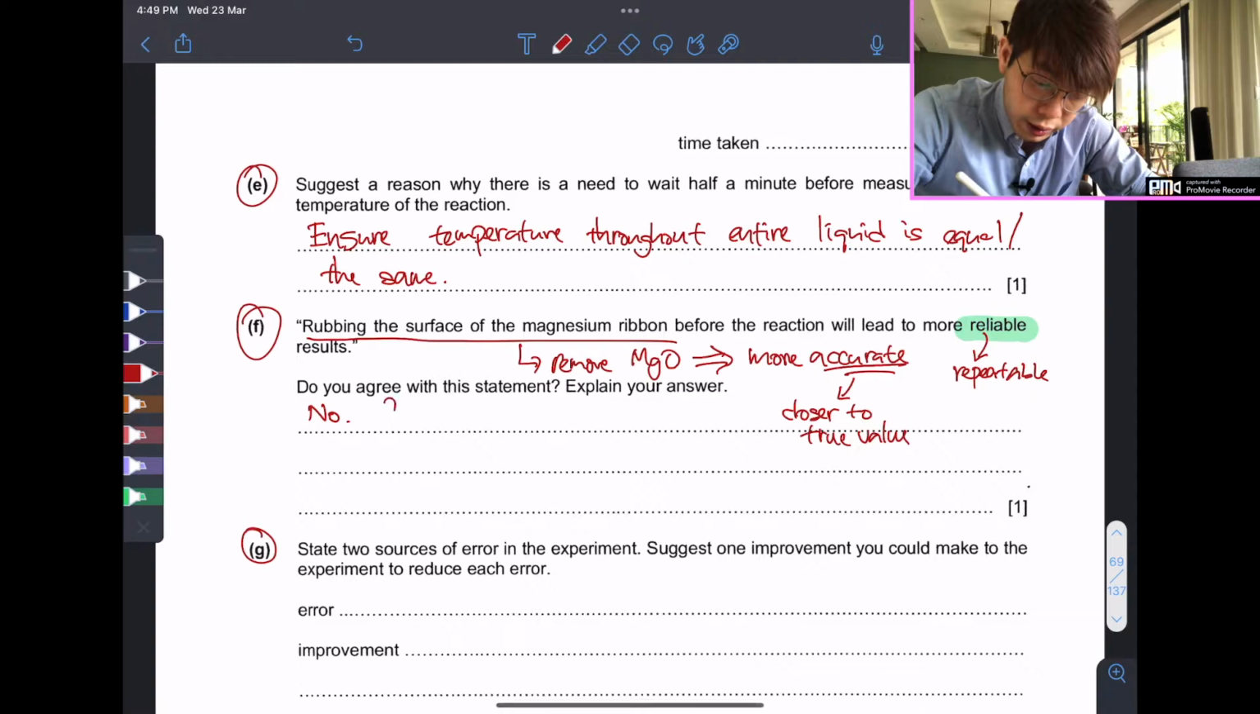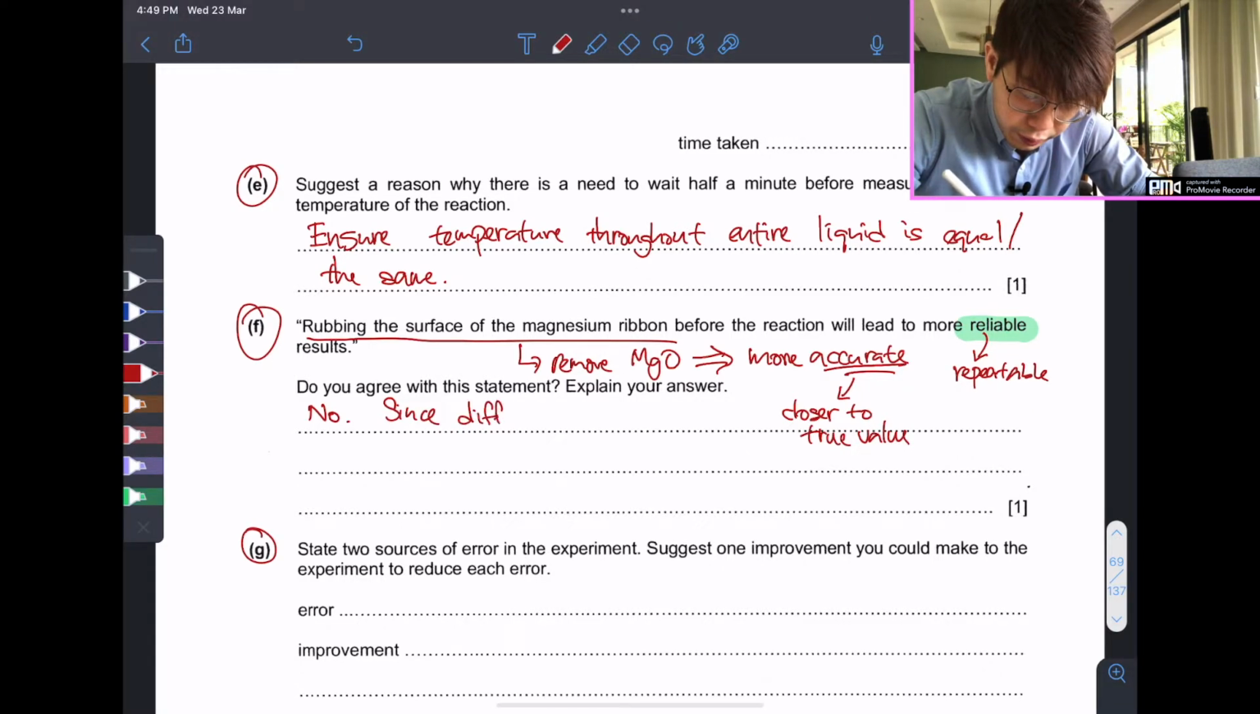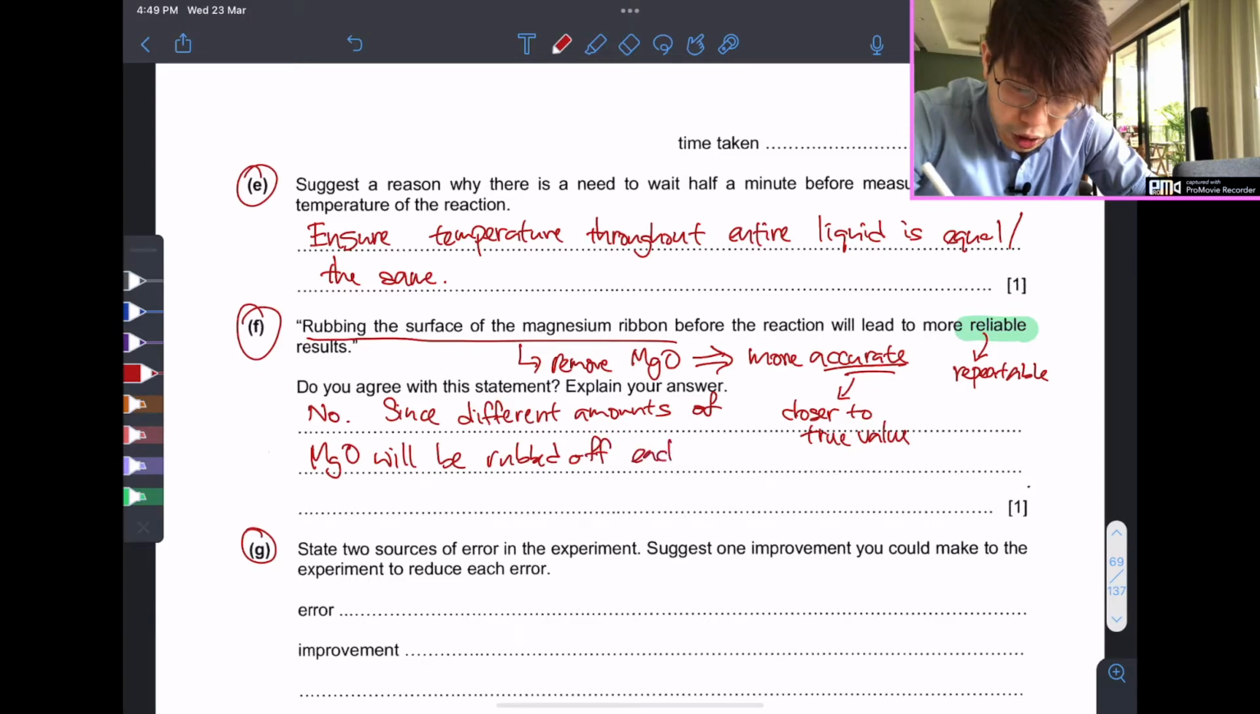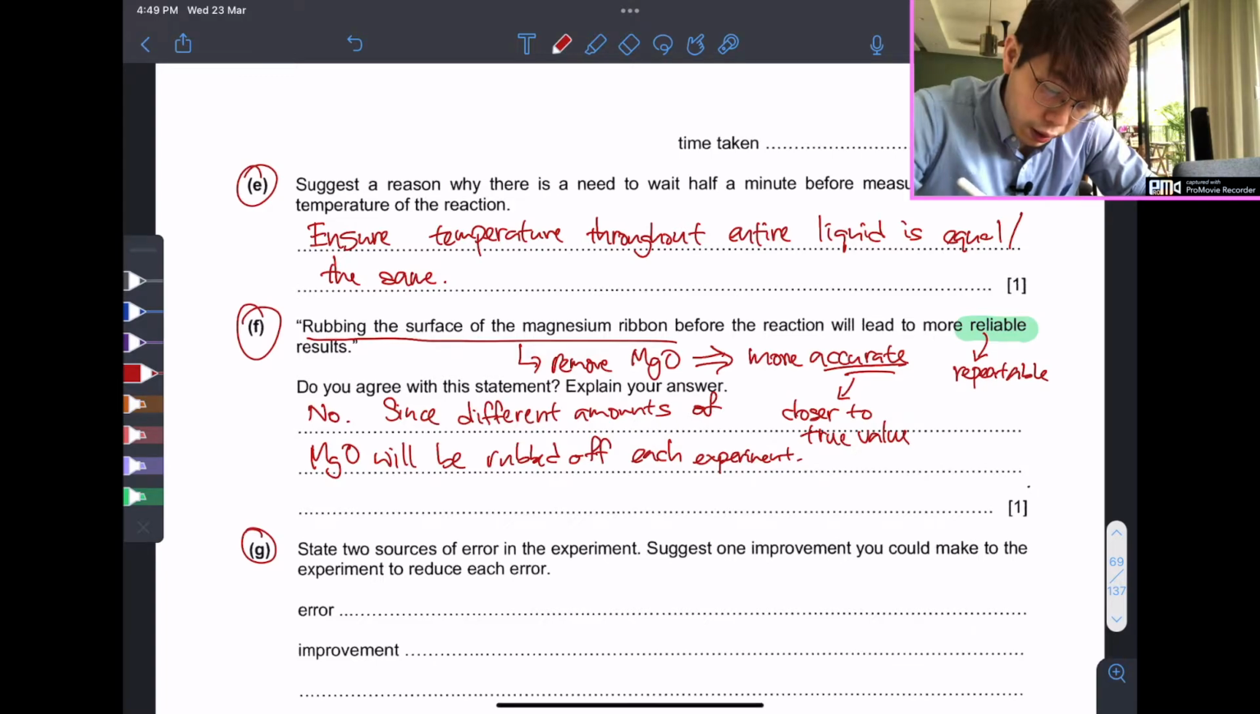It's because different amounts of MgO will be rubbed off each experiment, so the experiments become less reliable.